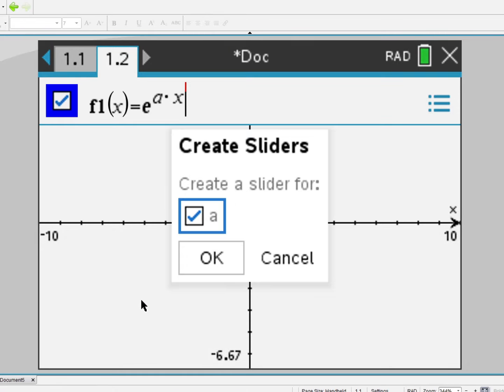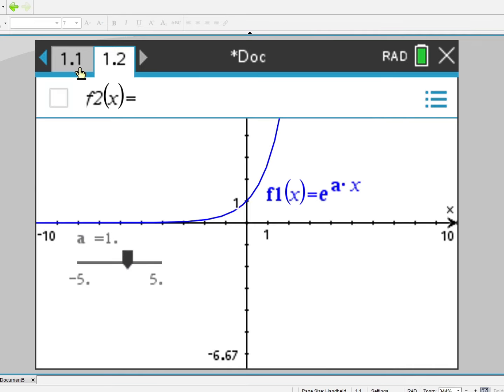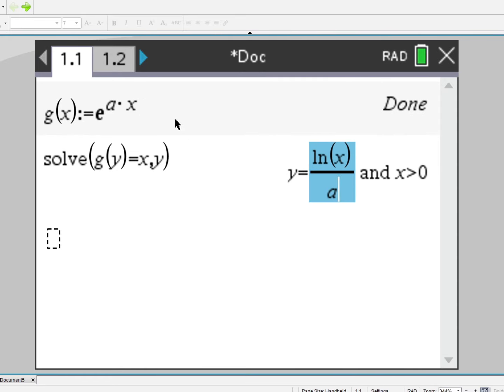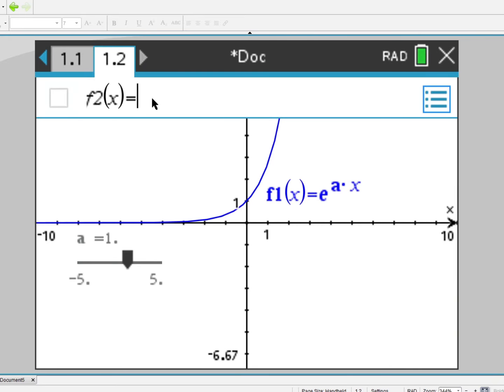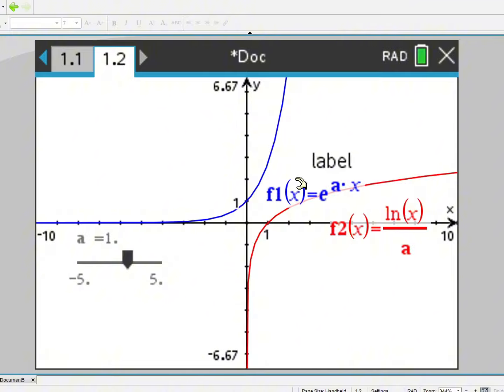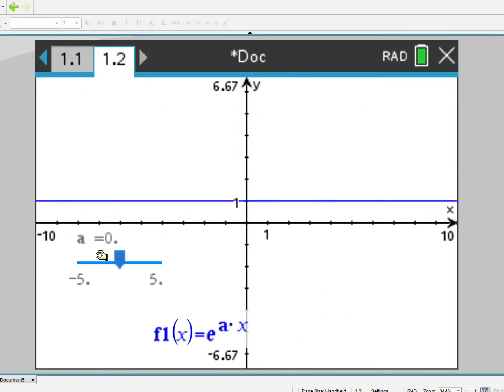And let's put a slider so we can play around with the A values here. There it is. We got these two beautiful functions, and we can play with the A values. Look, we can play around with these A values and see.